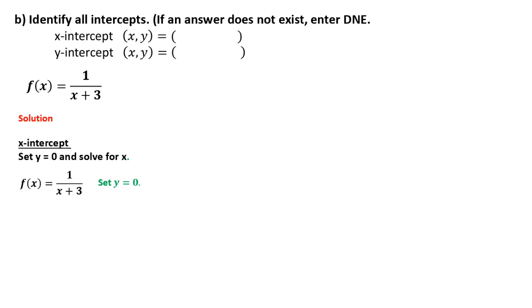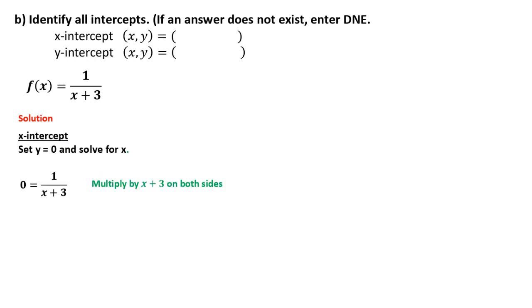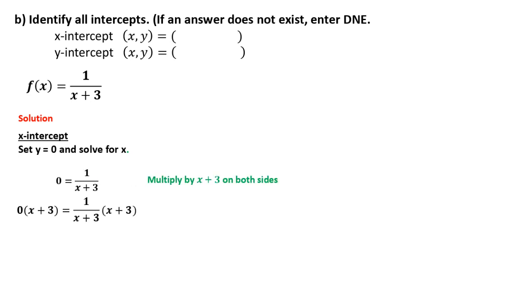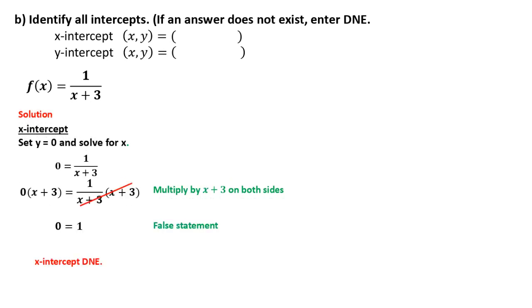All right, so let's first find the x-intercept. To find the x-intercept, we're going to set, again, y equal to 0 and solve for x. Our function was a symbol that replaced our y value, so we change it. 0 is equal to 1 over x plus 3. If we multiply by x plus 3 on both sides, 0 times x plus 3 is 0, and on the right side we get 1.